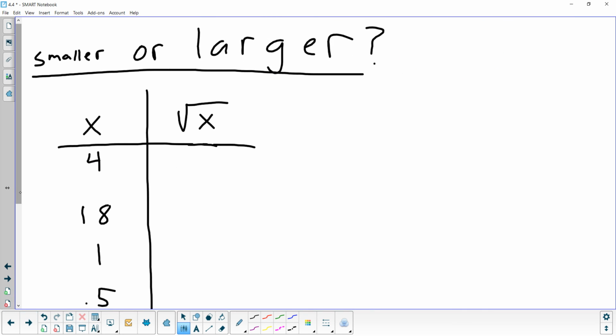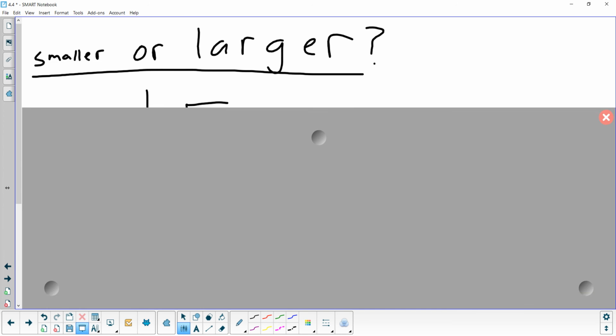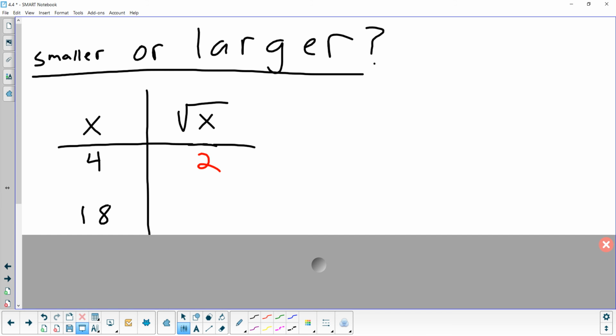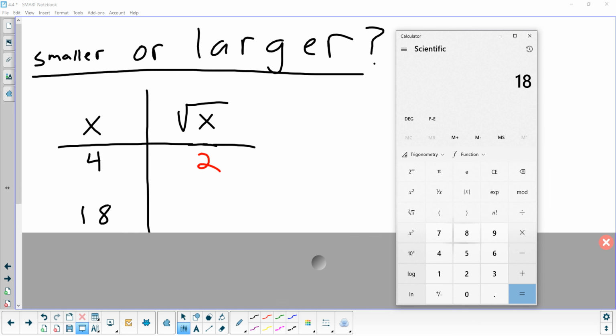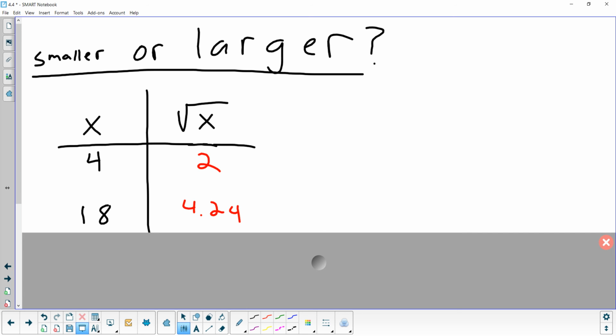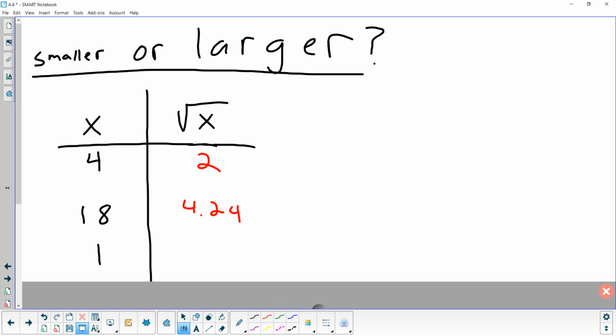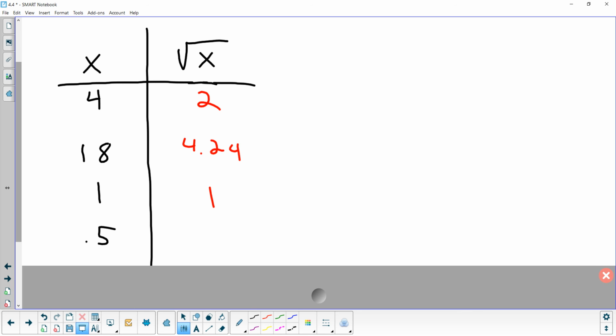Okay, so now let's look at what happens when we take a square root. Let's start with 4. When we take the square root of 4, what happens? It gets smaller, right? We get 2. How about if we take the square root of, well, 18? I'll just have to type it in and see. The square root of 18 gives me 4.24. What happened? Smaller. So it looks like it's getting smaller. How about the square root of 1? Same. Okay, so that one stayed the same. How about the square root of 1/2? Larger. It gets larger. What is it?